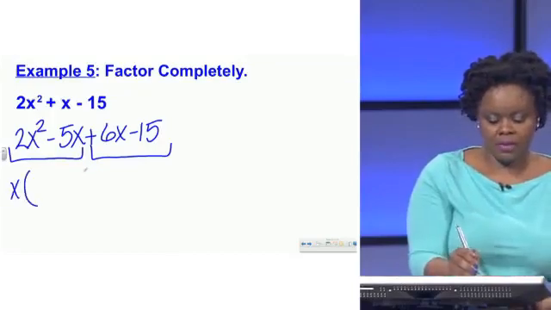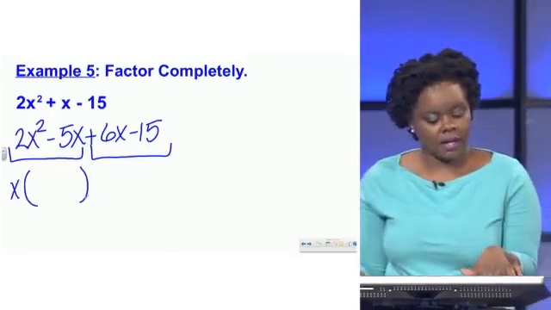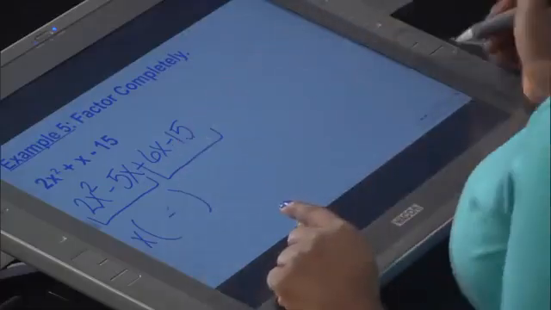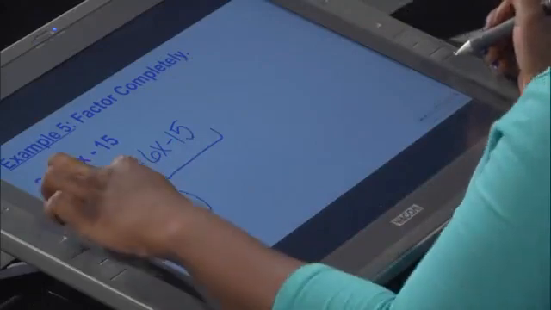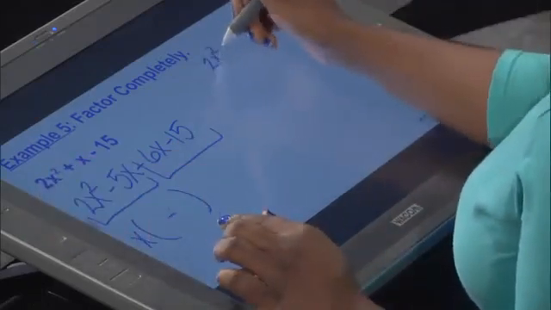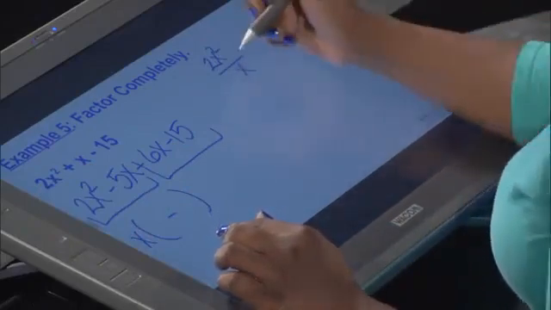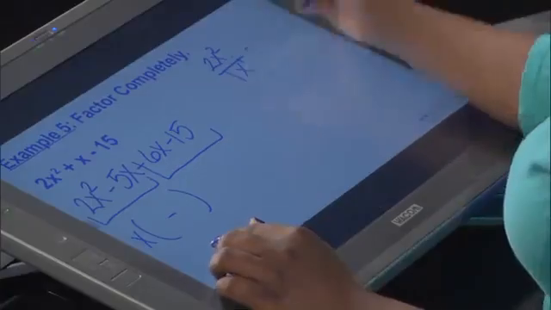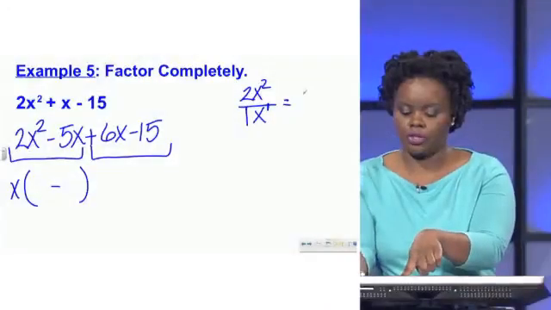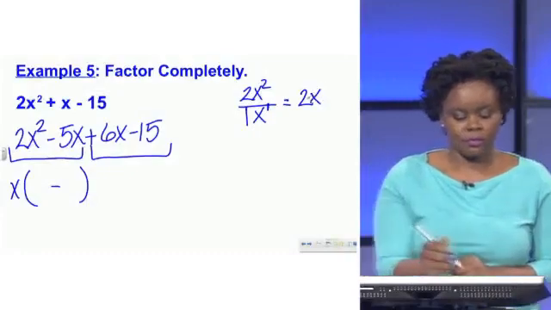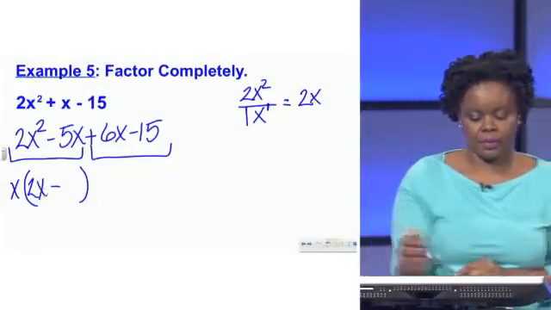Go ahead and open up my parentheses. I'll start dividing here, and I'm going to go ahead and write my minus in this time. So 2x squared divided by x. There's a 1 and 1 I don't see. So this will end up being 2 divided by 1 is 2. x squared divided by x is x. So 2x for the first term.